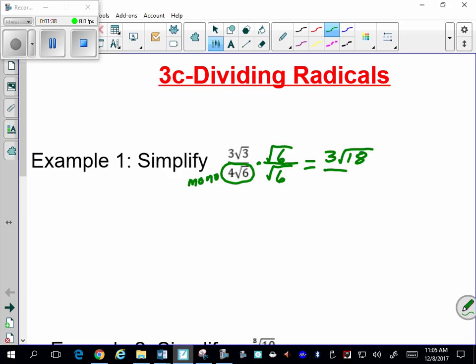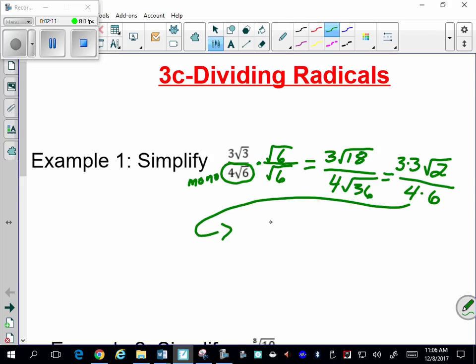In the denominator, we have 4 square root of 6 times the square root of 6 is 4 square root of 36. Now I look to simplify each term. In the numerator we have square root of 18, so you can take out a 3 from that, because you have a square root of 9 that comes out of 18. So the 3 from what's already here, times the 3 from simplifying the square root of 18, what's left over is the square root of 2, over 4 times square root of 36 is 6. I carry this down a little bit. So in the numerator we have 3 times 3 is 9, square root of 2. In the denominator you have 4 times 6 is 24.